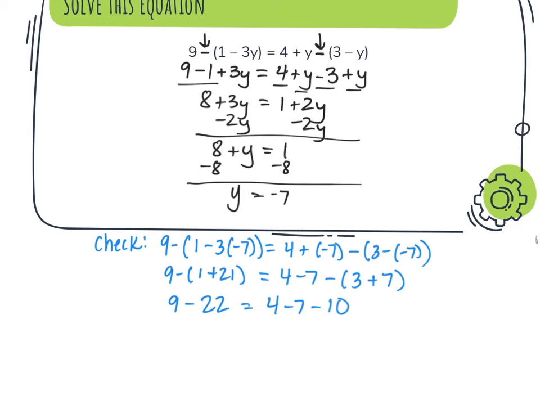All right, over here, 9 minus 22 brings you to -13. And here we have 4 minus 7, which would be -3, minus another 10 brings you to that -13. So again, because we have the same number on both sides, then we know our solution is correct.